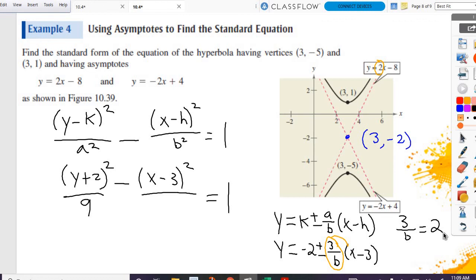Multiply by b, and then divide by 2. So we get that b equals 3/2. Are we all okay with my steps up until that? Because we need to be able to solve for b given our asymptote equation, or solve for a if we were given information about b.